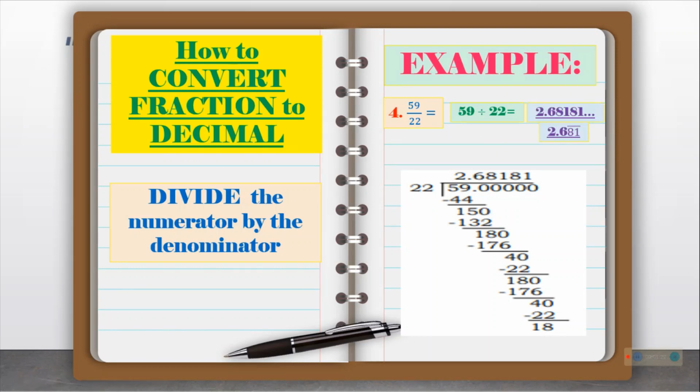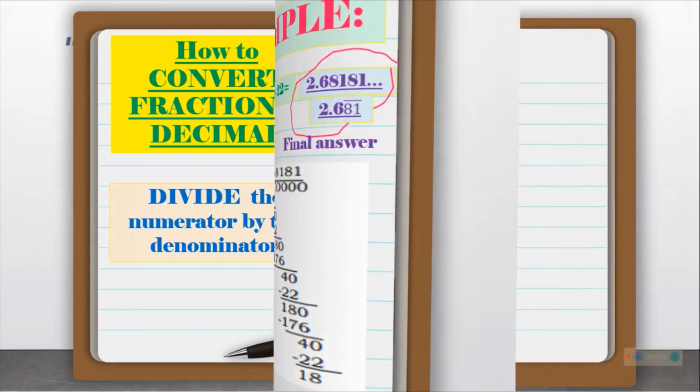So, the final answer is positive 2.6818181. So, paulit-ulit lang yung 81. So, yun lalagyan natin ng bar sa ibabaw. Meaning, these numbers are repeating decimals. So, this is the final answer.